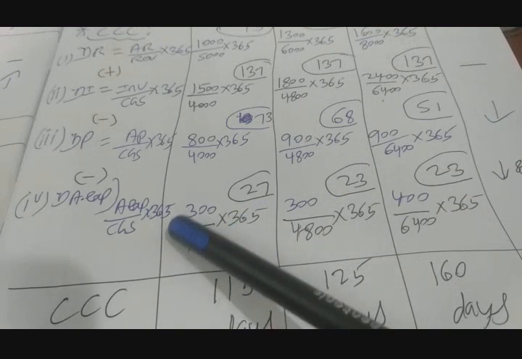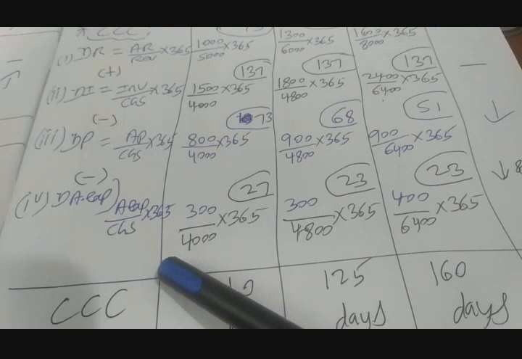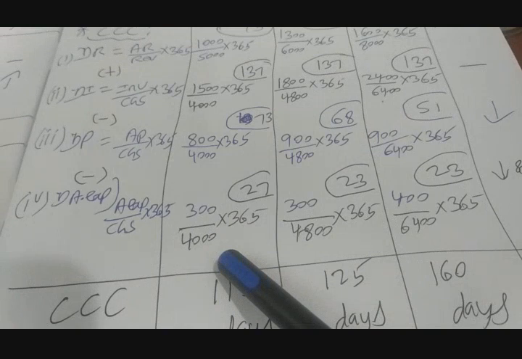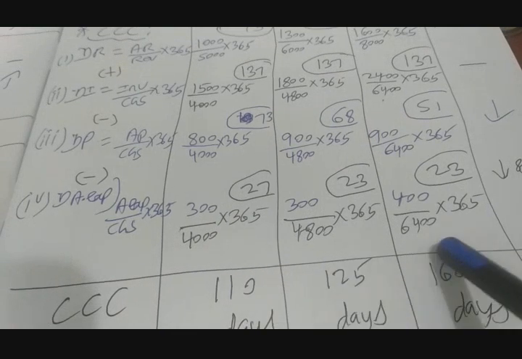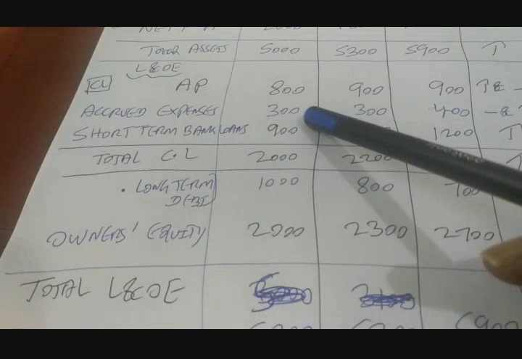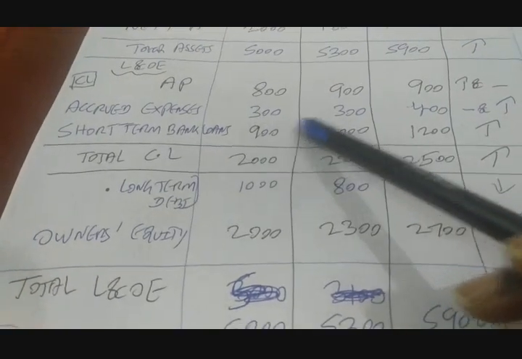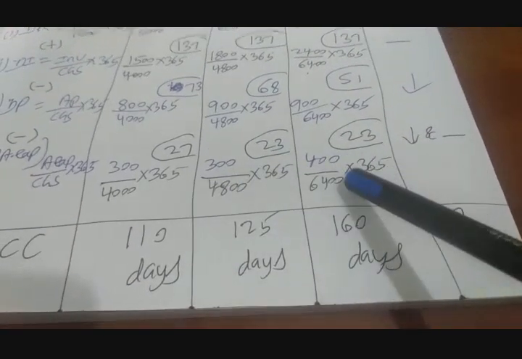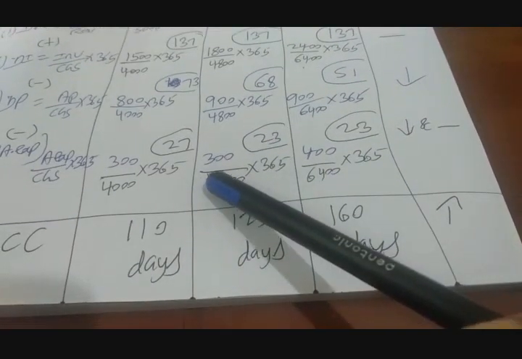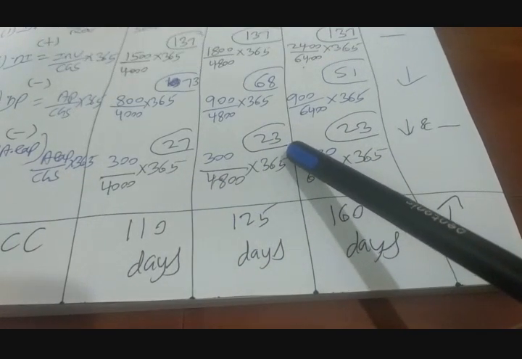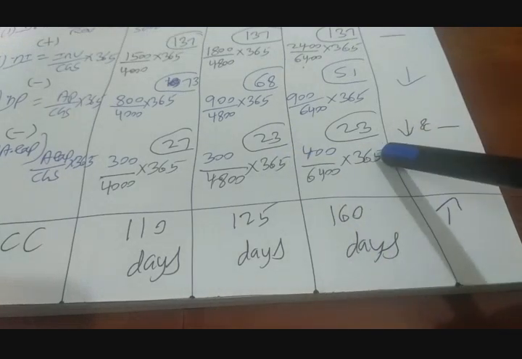That is days accrued expenses. The formula is accrued expenses divided by CGS multiplied by 365. CGS we already know, so the denominator is 4000, 4800 and 6400. For accrued expenses, please go to the balance sheet and look at the numbers. Here it is 300, 300 and 400, right? So if you put in 300, 300, 400 and multiply by 365, year T minus 2 it was 27 days. Year T minus 1 it was 23 days. And year T again it is 23 days.